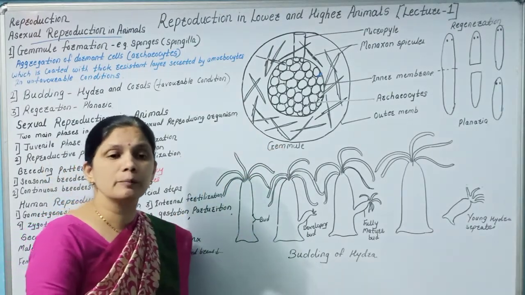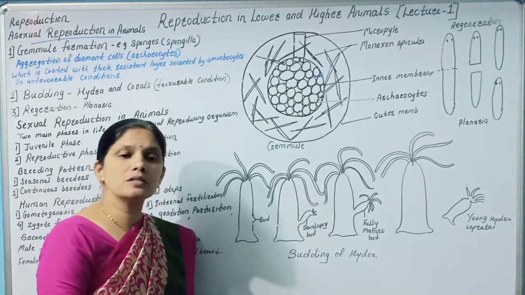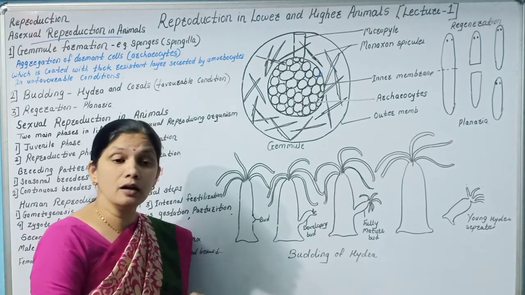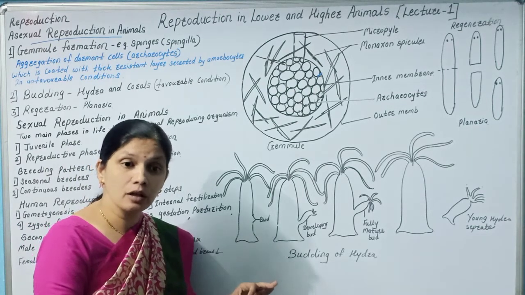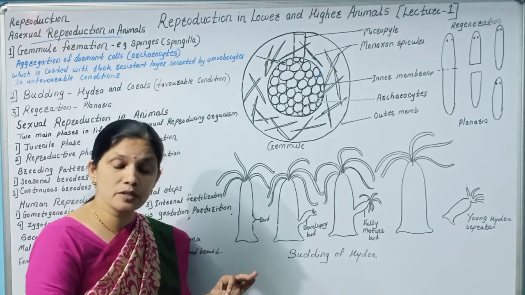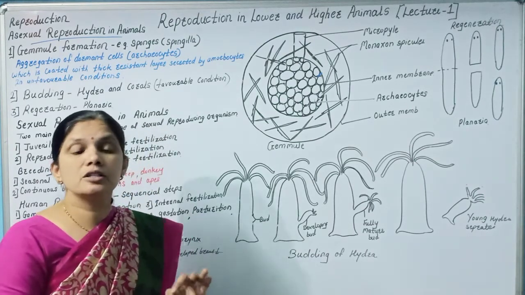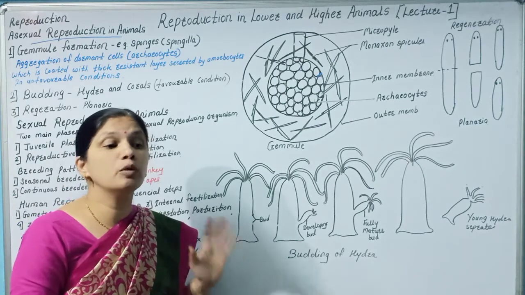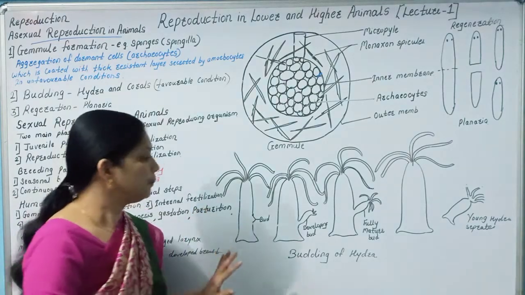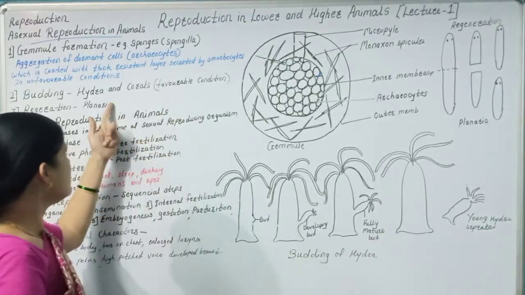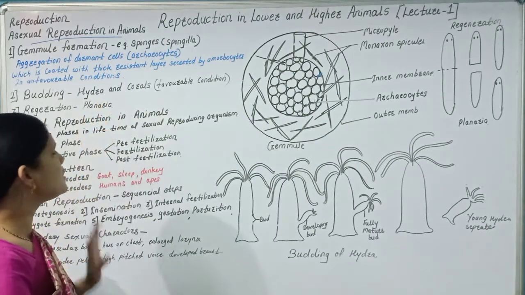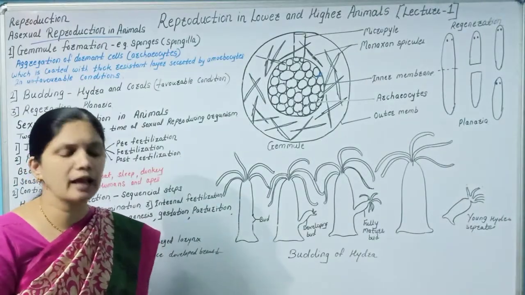Gemmule formation always takes place in unfavorable conditions. In sponges, dash takes place: gemmule formation takes place. Then next we will discuss the sexual reproduction in animals.